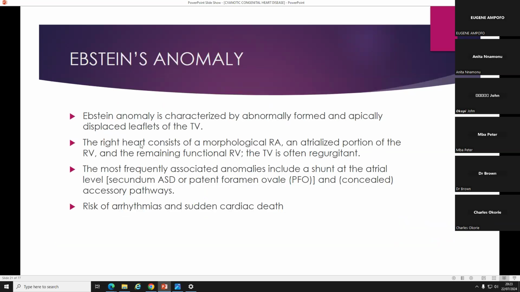So this is basically what we have explained. It is significant because it is most frequently associated with the risk of arrhythmias and sudden cardiac death. There are accessory pathways associated with this particular anomaly that give rise to arrhythmias later in life. And these patients can present with atrial tachycardias or atrial fibrillation.